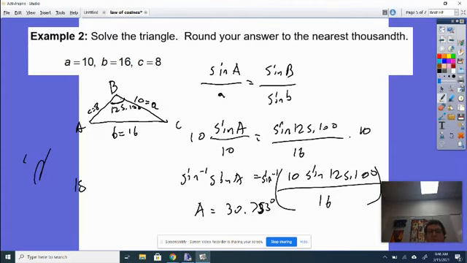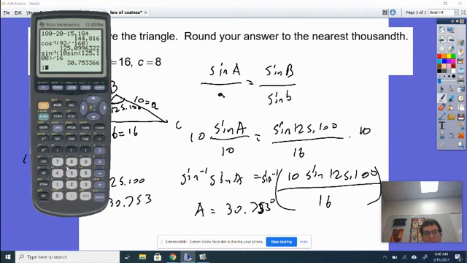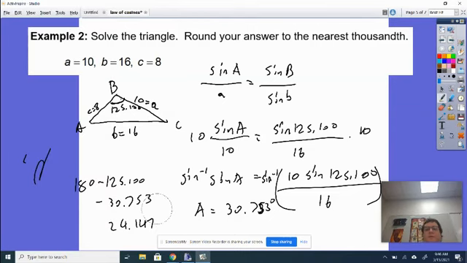Okay, and then 180 trick it. So 180 minus the 125.100 minus 30.753. And I get 24.147 degrees. And that is my angle C. Okay, that makes sense. Smallest angle, smallest side, medium angle, medium side, biggest angle, biggest side.